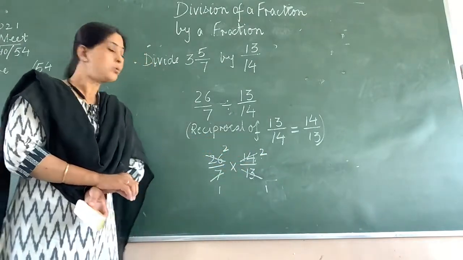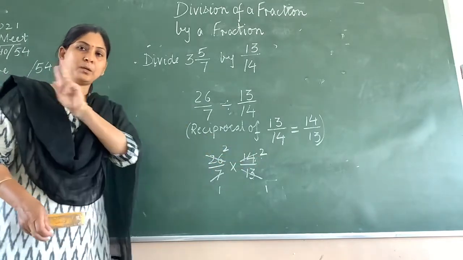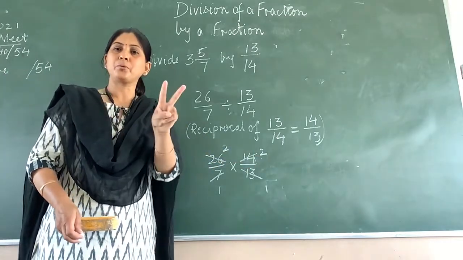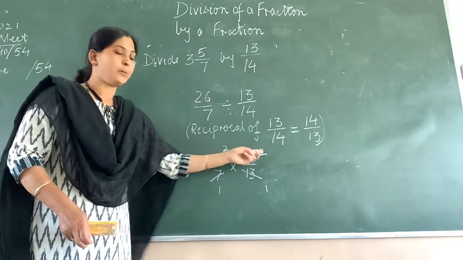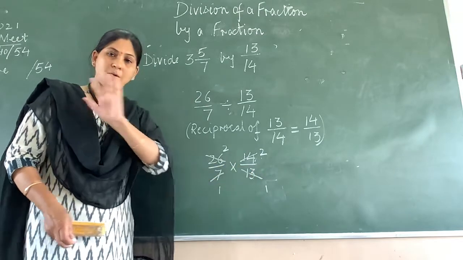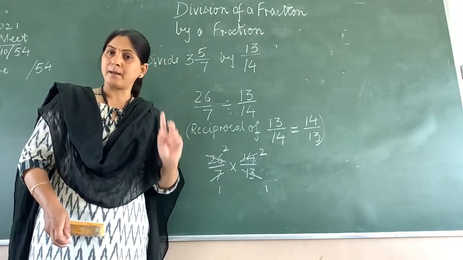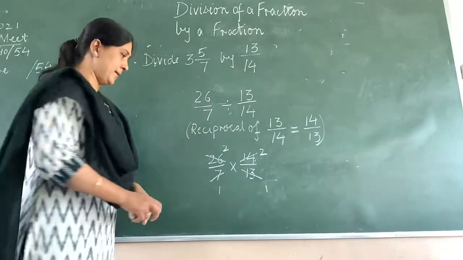Now you will see 2 here and 2 here, and you would like to reduce them. But see, both of them are numerators. Two numerators cannot be reduced. And if we have two denominators which can be reduced, we will not reduce them. Only a numerator and a denominator can be reduced. Keep this in your mind.